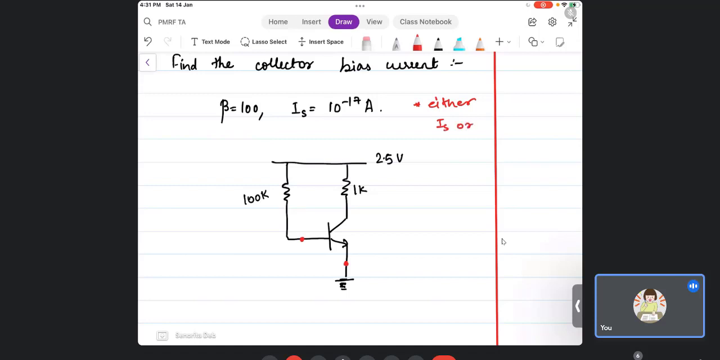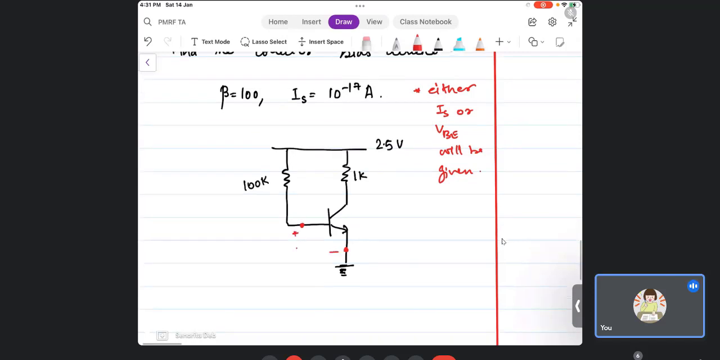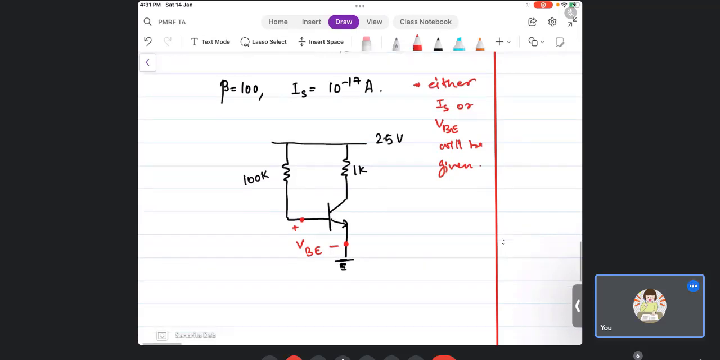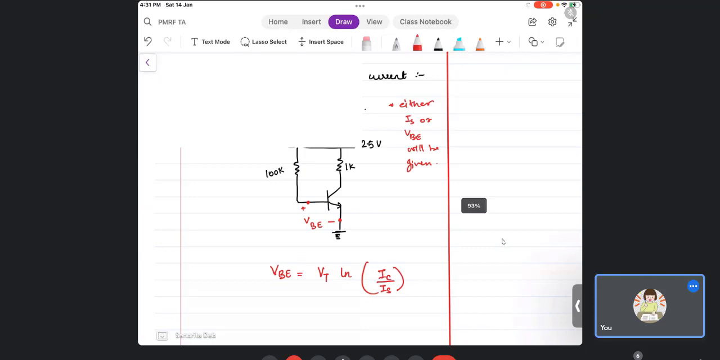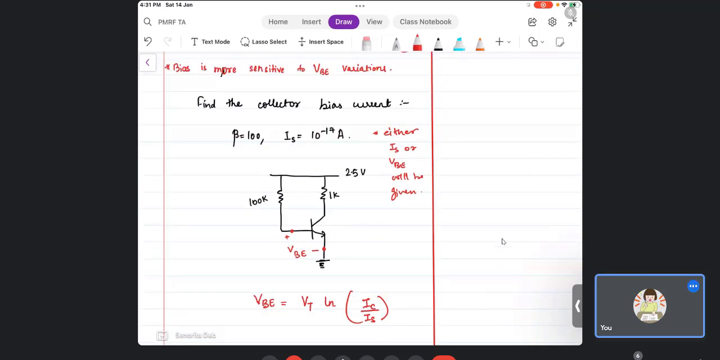Now if IS is given, it becomes a bit tougher. So this is VBE, right? So first I will have to find VBE, but IC is also not there. And what is the relation? The relation is VBE equals VT natural log IC by IS. Now you see IC is also not present. Collector current is also not given.